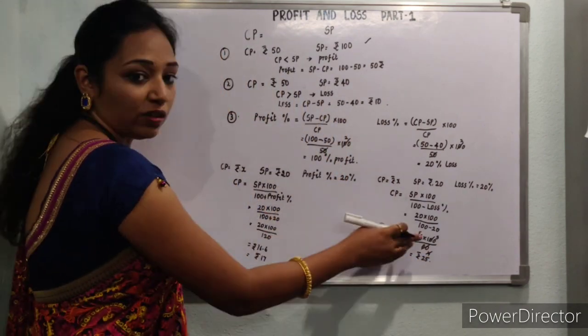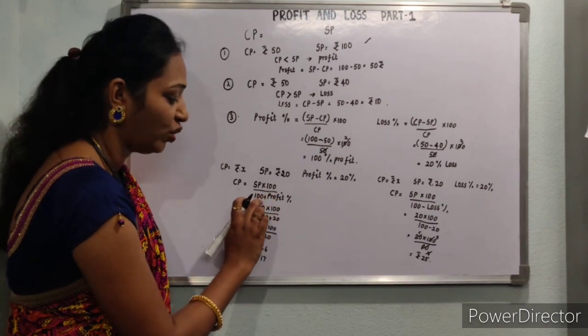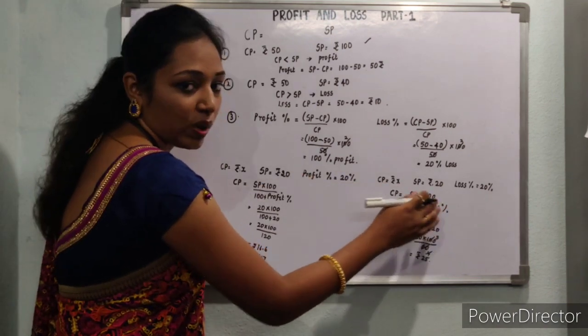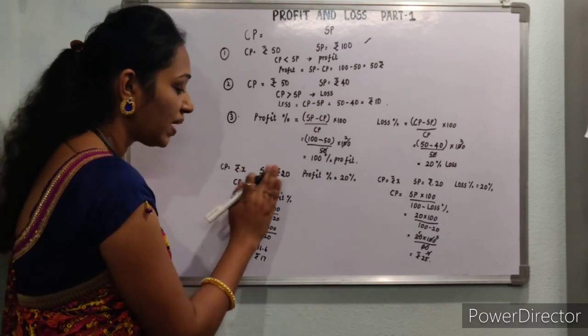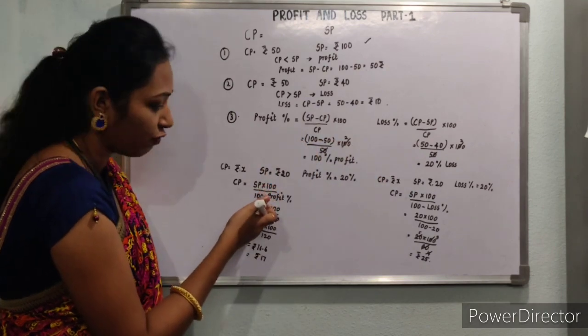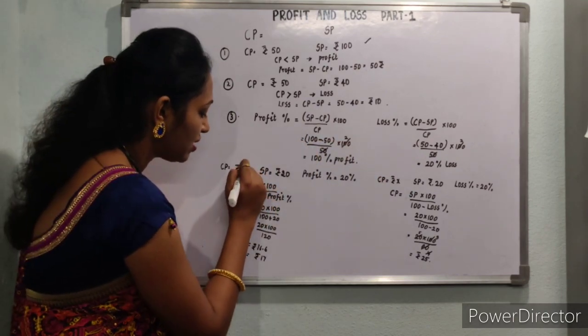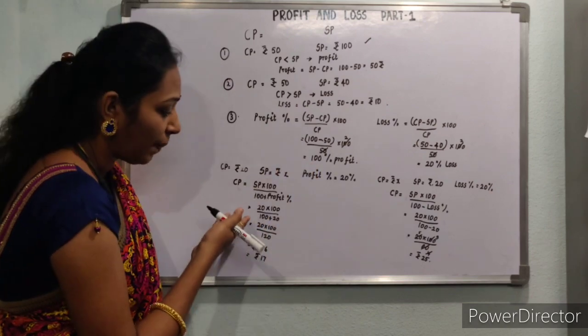So one thing you have noted here: when a profit is given, we have to add, and when the loss is given, we have to subtract. So from this, for example, if the cost price is given and you are supposed to find the selling price, you can apply the same formula. For example, cost price is 20 rupees, selling price we don't know. So you can apply the same formula.